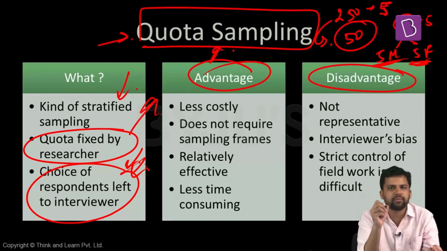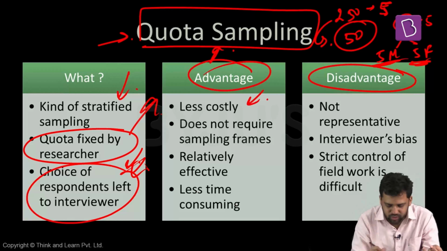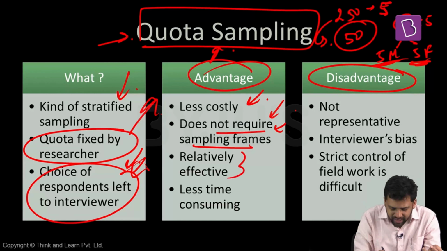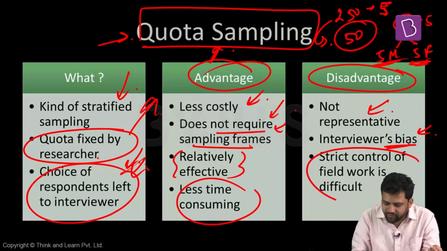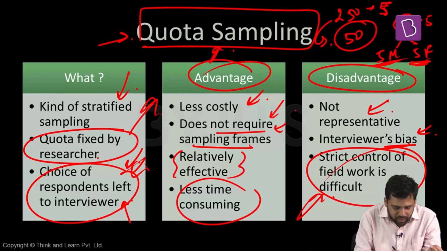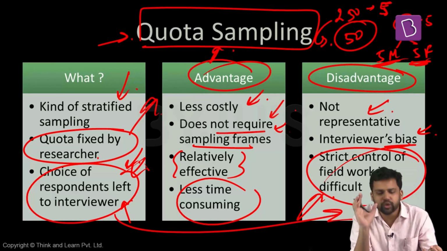What is the advantage and what is the disadvantage? Now, this method is also not very expensive, it is less costly, does not require sampling frames, is relatively effective and less time consuming. But it is also not very representative. Here, the interviewer is deciding, so there can be bias on the side of the interviewer. And the researcher does not have strict control over the research work. A lot of times, the interviewer might have control, and he or she might have the bias here. So this is called the quota sampling method.